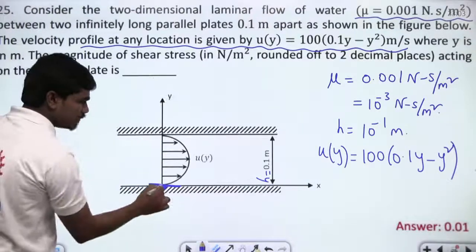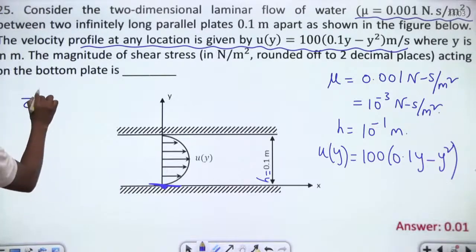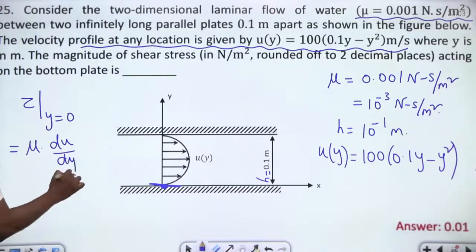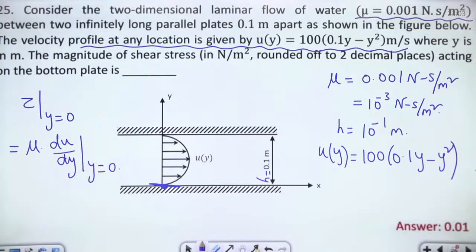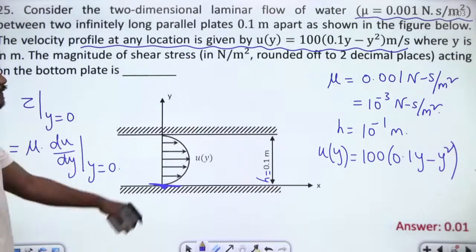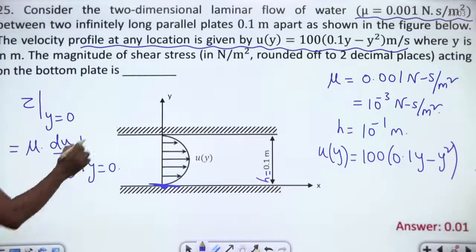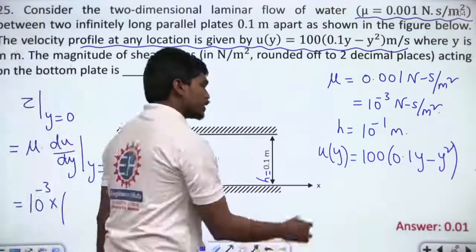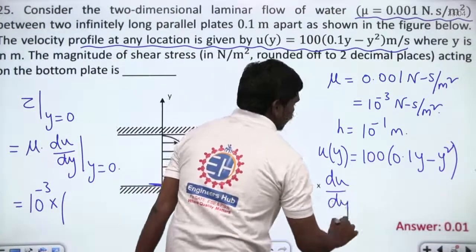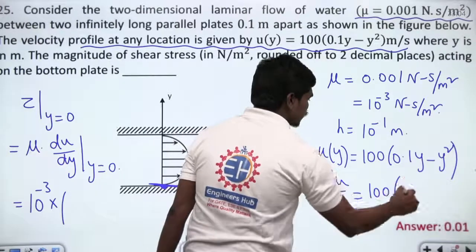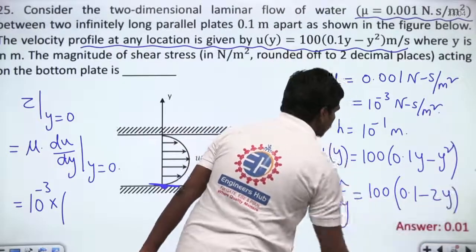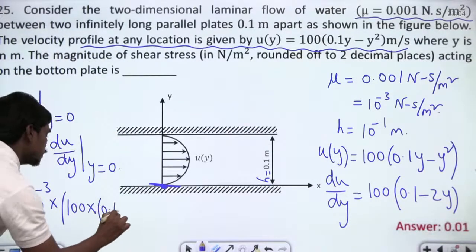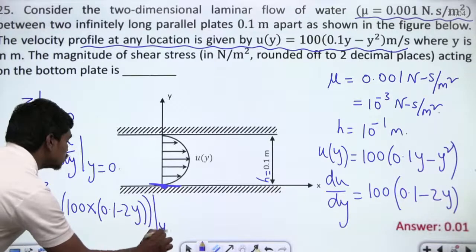If this is your y-axis, they are asking you tau at y is equal to 0, which means you can write mu into du by dy at y is equal to 0. Why can we write this? Because the velocity profile is clearly given. So mu value is 10 to the power minus 3, into what is the value of du by dy? Calculating du by dy, 100 is the constant, and the differentiation of this is 0.1 minus 2y. So we have 100 times 0.1 minus 2y at y is equal to 0.